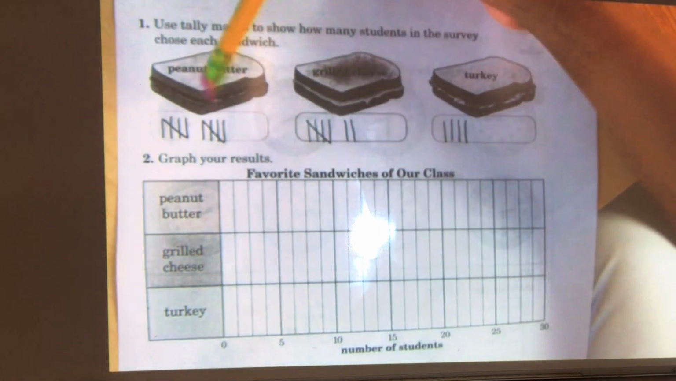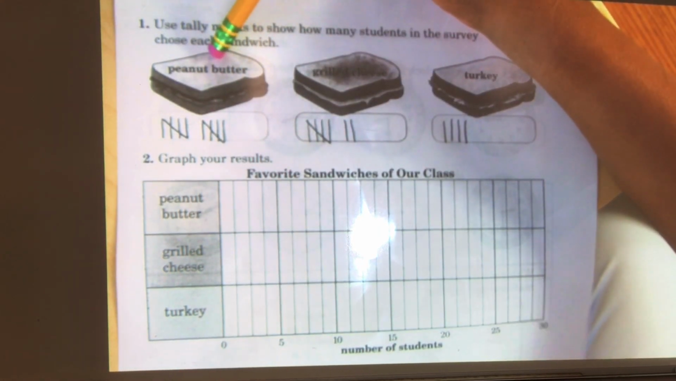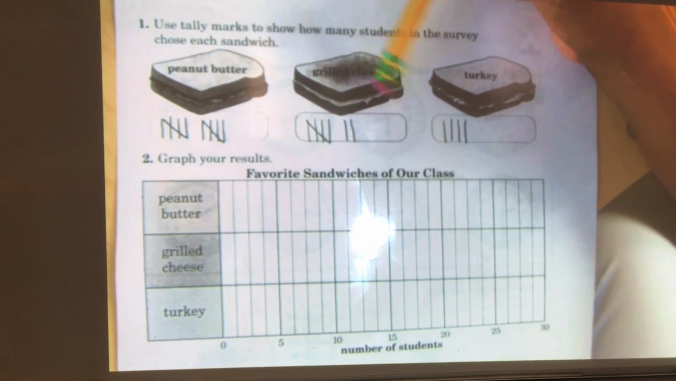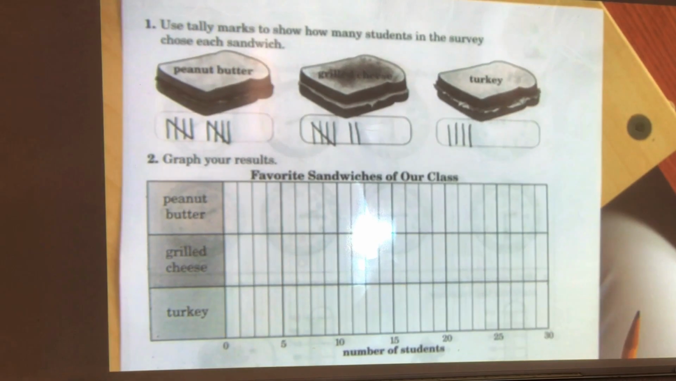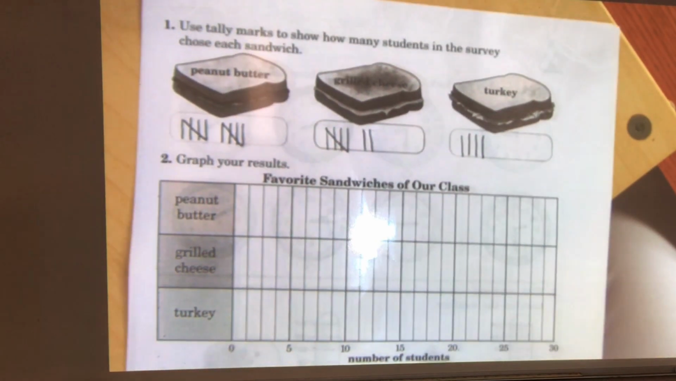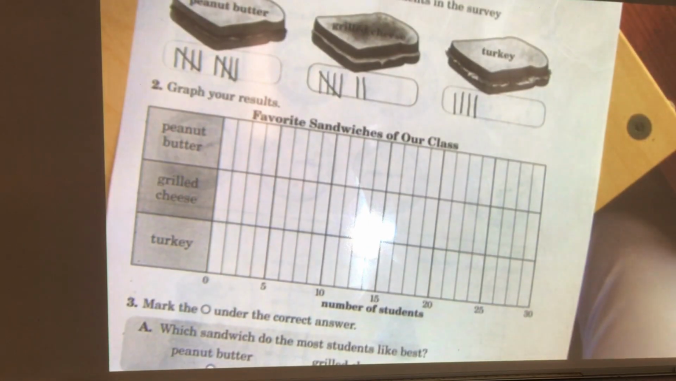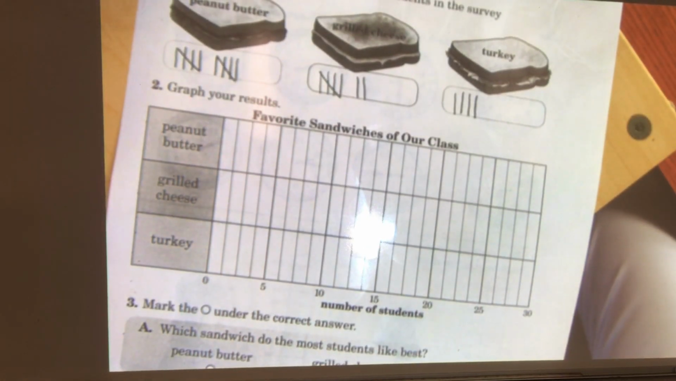So once again, I have 10 students who like peanut butter sandwich, 7 students who like grilled cheese, and 4 students that like a turkey sandwich. So now it's time for us to graph the results.